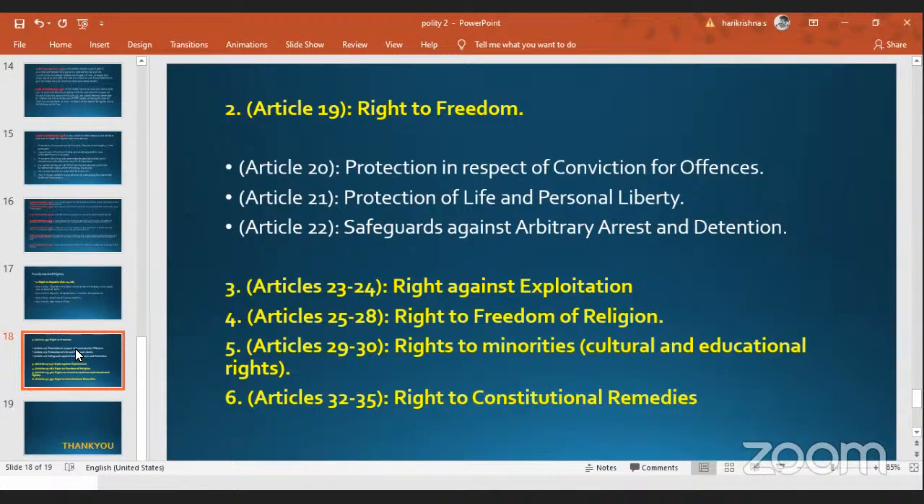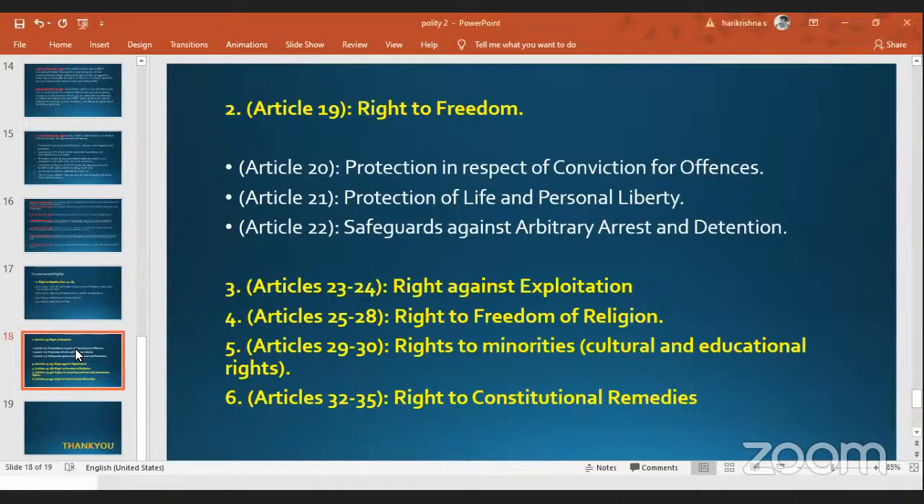Then the third one is Article 23 to 24, that is right against exploitation. So here we're discussing the various fundamental rights. First is right to equality, second is right to freedom, third is right against exploitation, that contains Articles 23 to 24. Then next is right to freedom of religion, that is Articles 25 to 28.